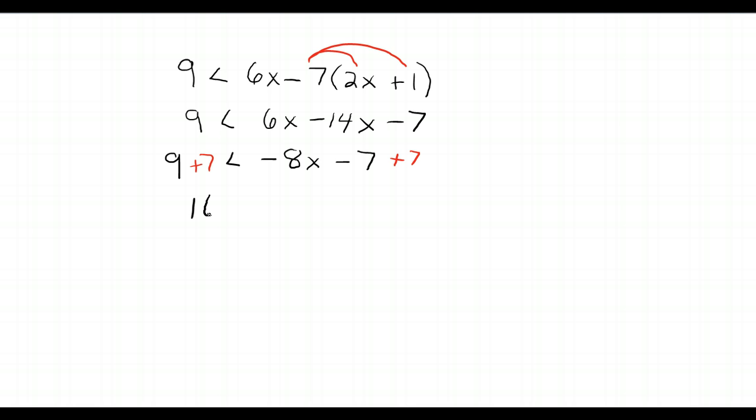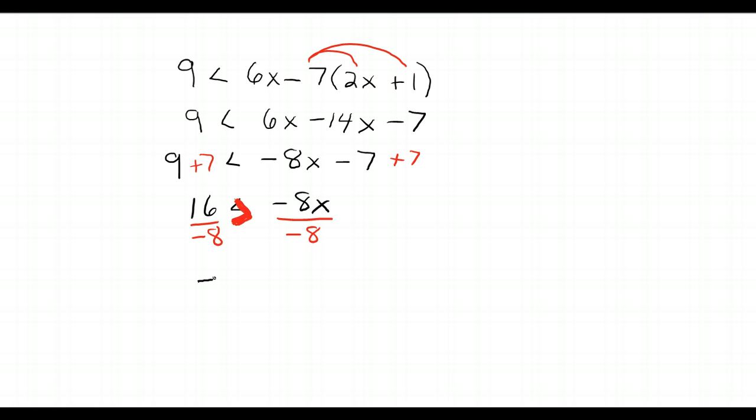And that gives me 16 is less than negative 8x. Now my next step is to divide both sides by negative 8, but a little warning bell should go off when you start to do that, because if I divide both sides by a negative 8, I have to flip the inequality. So what I want you to do is just color that really big on top of there so that you get it flipped right away. Don't forget to do that.